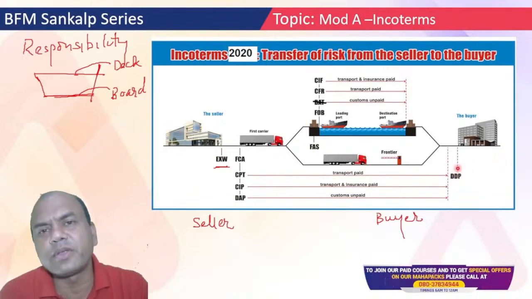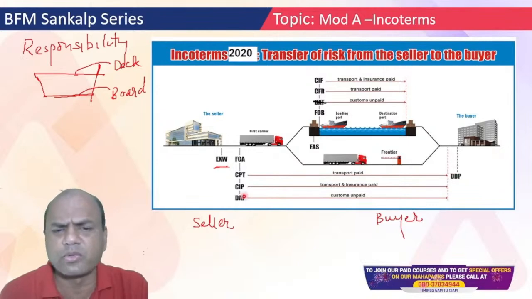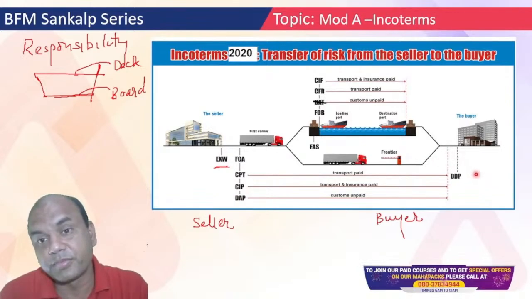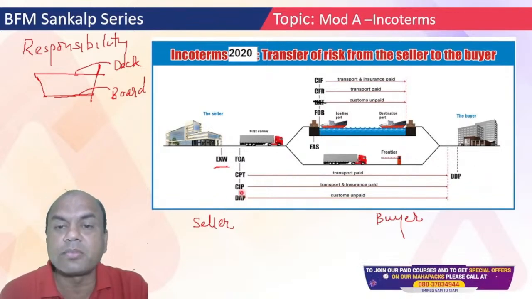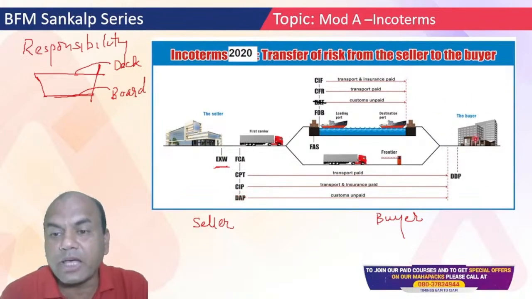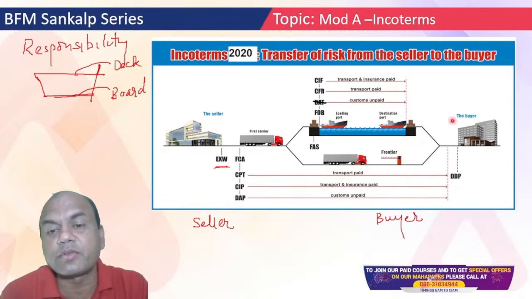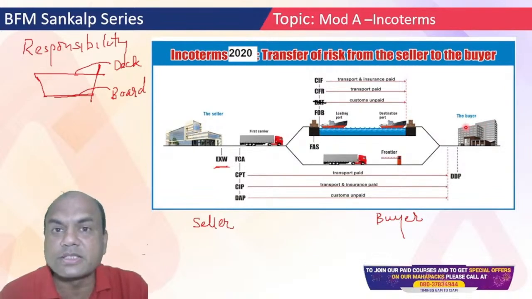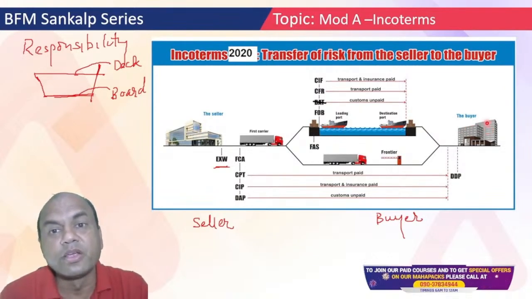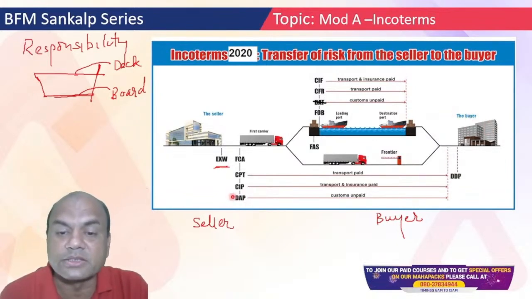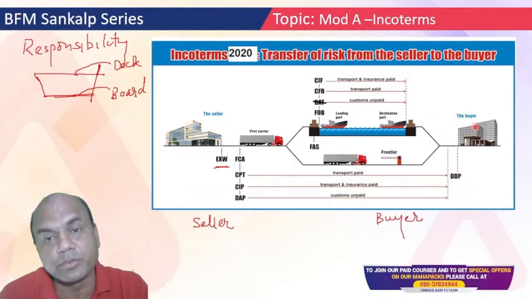Remember, they are hardly of any use in your numericals. In numericals, you won't get anything related to DAP or DDP. Only this is for theory. What do you mean by this Incoterm DAP? DAP means delivery at place. Wherever the buyer says, there the seller will have to send the goods. If the buyer says, I have a godown in Chennai, my office is in Mumbai, you send the goods to the Chennai godown. That is delivery at place, even though the office is in Mumbai.